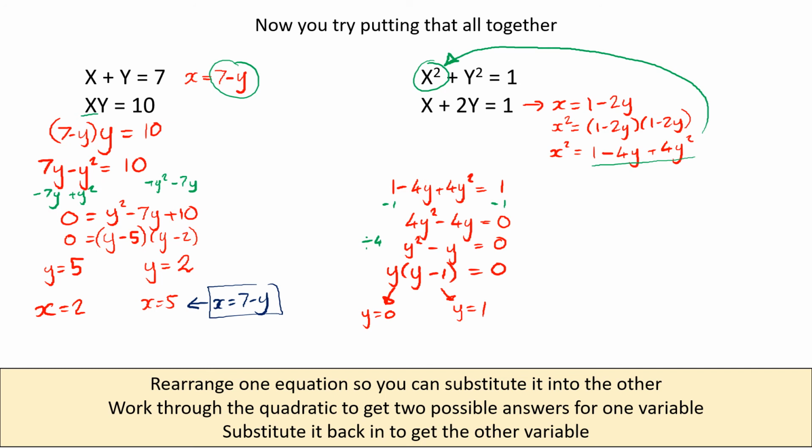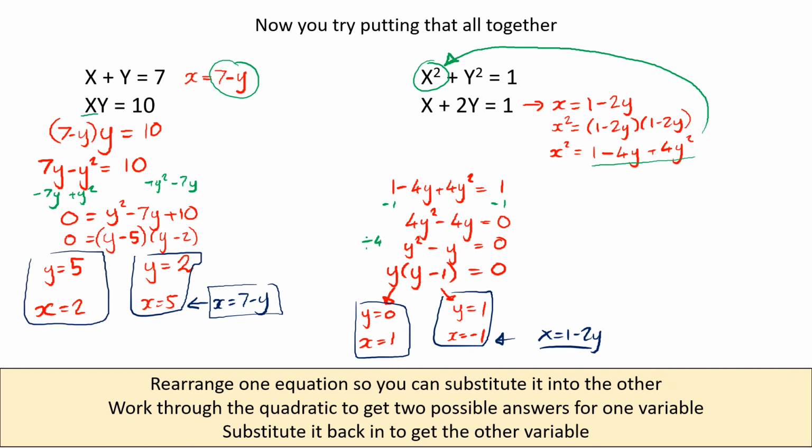And then obviously we've got our fact that x equals 1 minus 2y. So applying that to the values of y that we've got, we'd get that x is 1, that's 1 minus 0, or x is minus 1. And there are our two pairs of answers. So yeah, hopefully you did get those. I've got one last example to show you, but that's the basic idea.